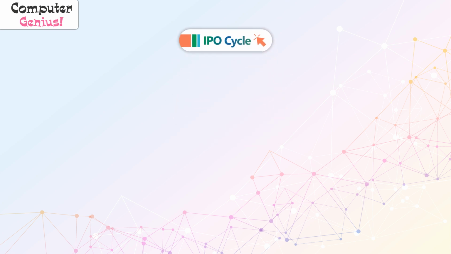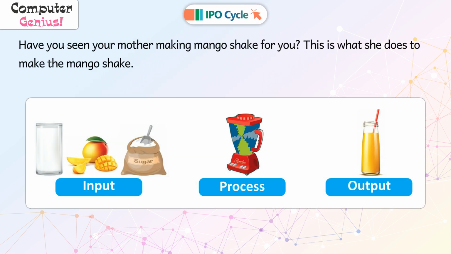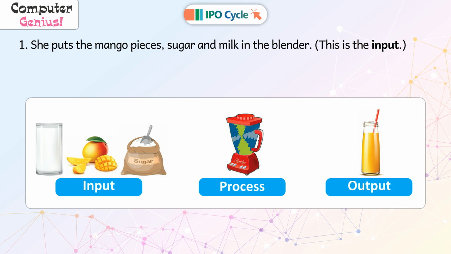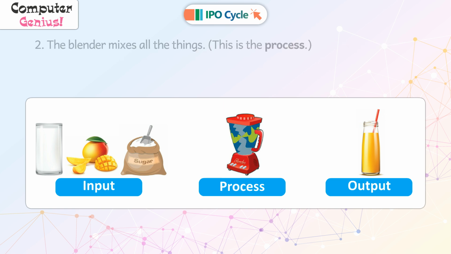IPO cycle. Have you seen your mother making mango shake for you? This is what she does to make the mango shake. 1. She puts the mango pieces, sugar, and milk in the blender. This is the input.